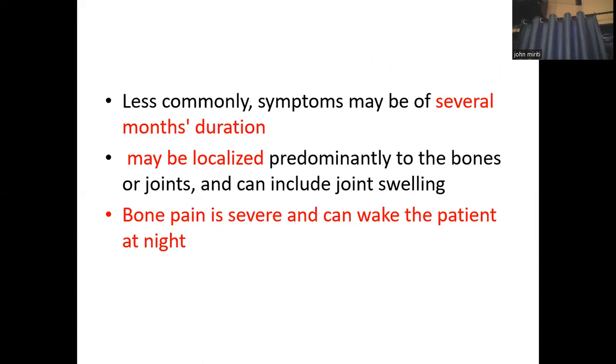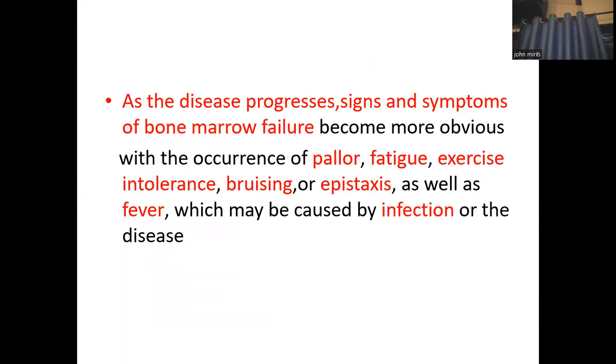Less commonly, the symptoms may be of severe malnutrition, or may be localized predominantly to the bones or joints, and can include joint swelling. Bone pain is severe and can wake the patient at night. As the disease progresses, signs and symptoms of bone marrow failure become more obvious, with the occurrence of pallor, fatigue, exercise intolerance, wheezing, or epistaxis, as well as fever, which may be caused by infection.